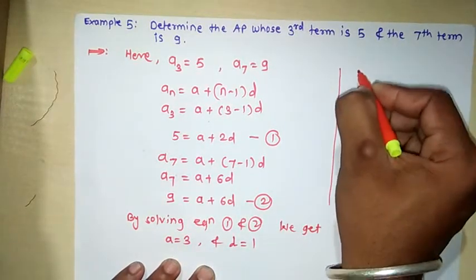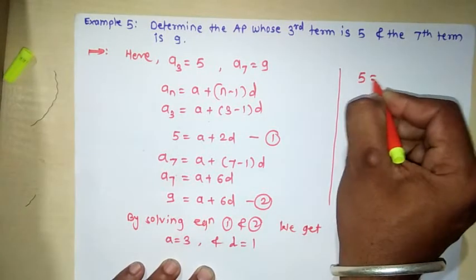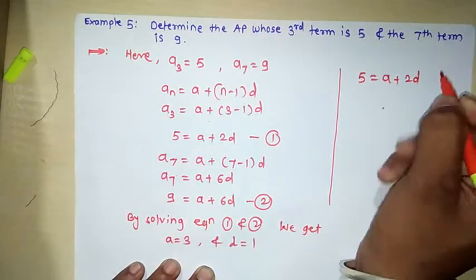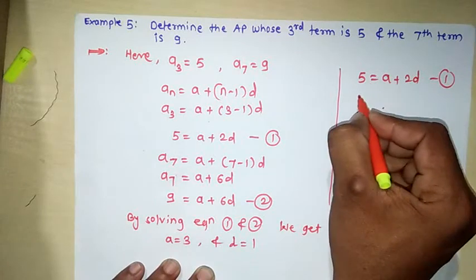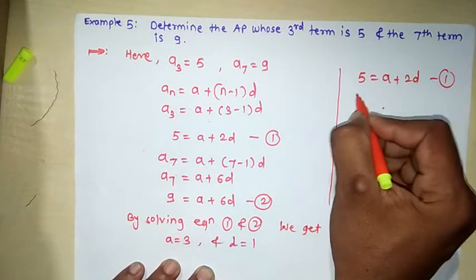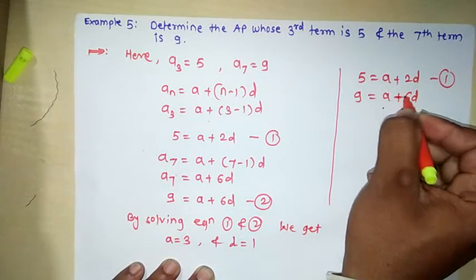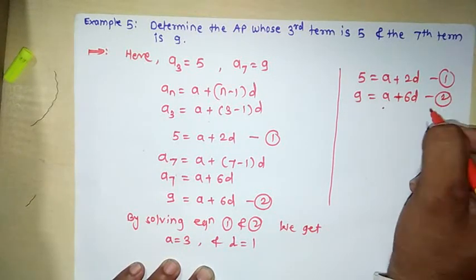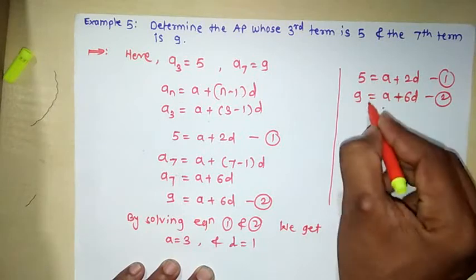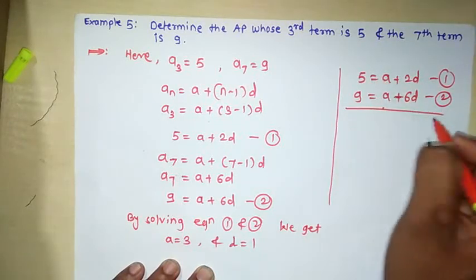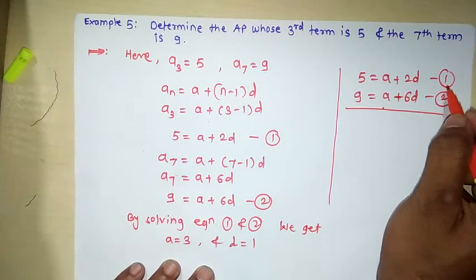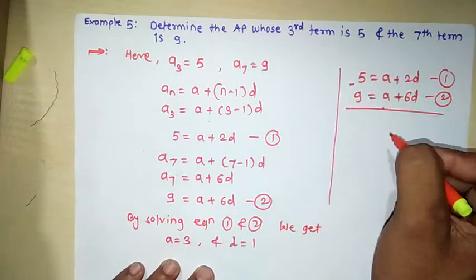First equation is 5 is equal to a plus 2d. This is equation number 1. And the second equation is 9 is equal to a plus 6d. This is equation number 2. Here we can directly subtract these equations. Subtract equation 2 from equation 1. This is the rough work I am doing.